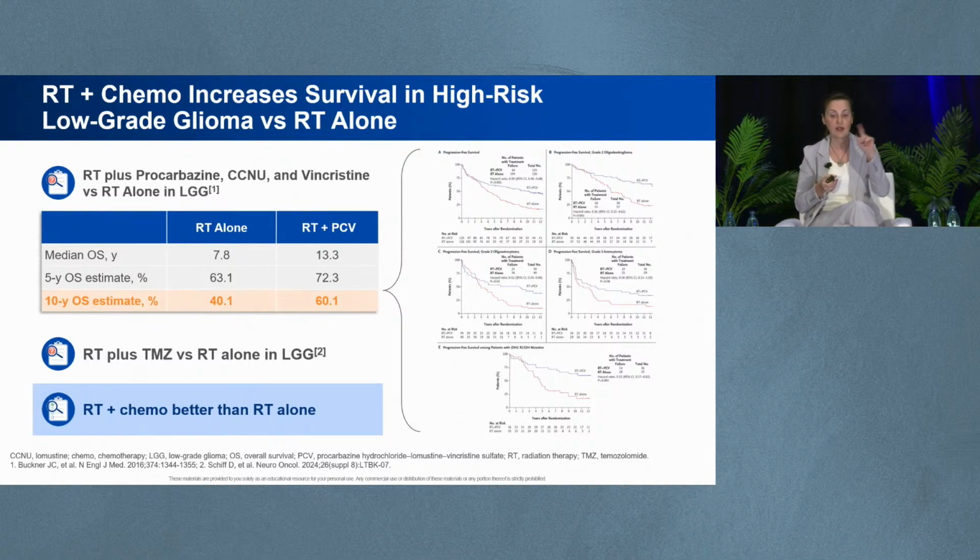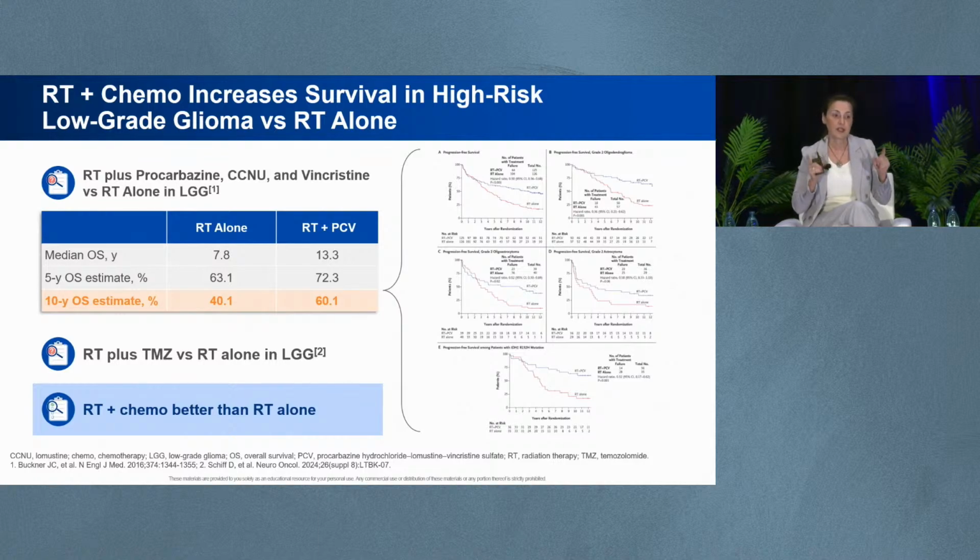Now, you see here in the title, high-risk low-grade glioma. These studies were designed back in the 90s or early 2000s. Back at that time, high risk was defined as age older than 40 and less than gross total resection.